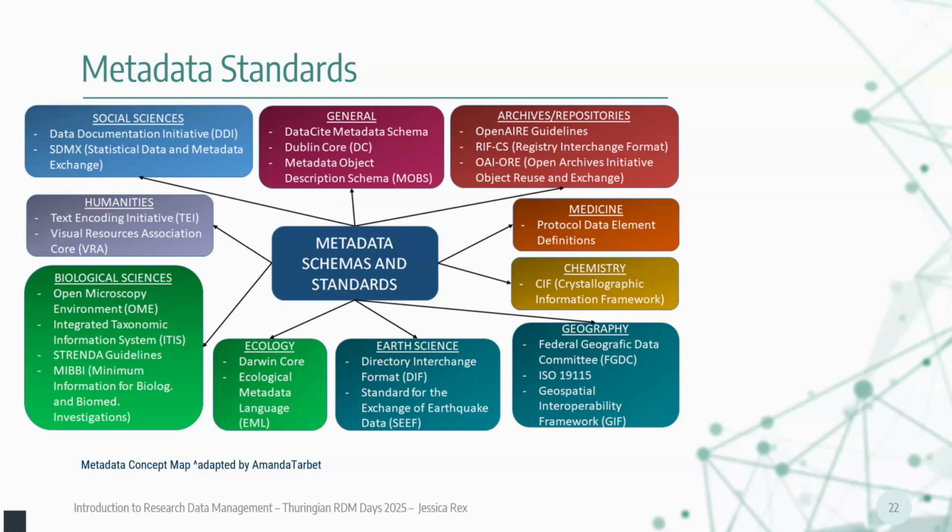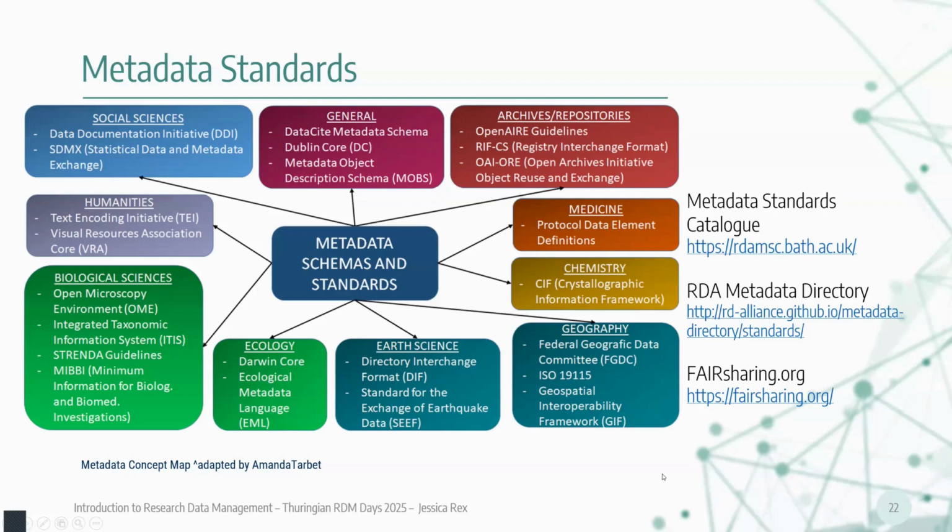And if this is a bit overwhelming and you don't know whether there's one for you, there are ways to look that up, either in the metadata standards catalog, the RDA metadata directory, or at fairsharing.org. If you log onto those sites and you can't find a discipline-specific standard for you, very likely there isn't one yet, or it's being developed as we speak. In that case, you will always be able to fall back to the more general metadata standards that are basically discipline agnostic and can be used for any discipline.